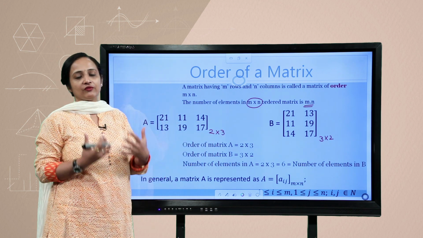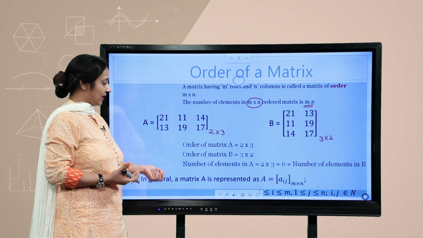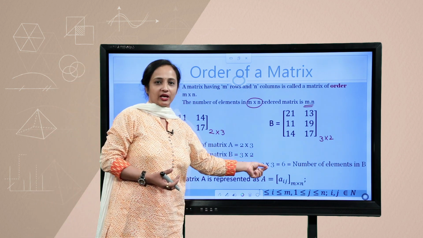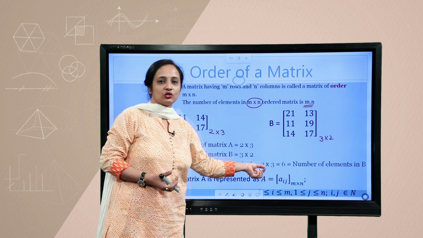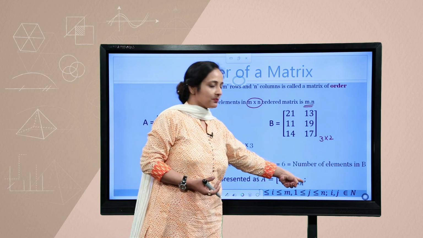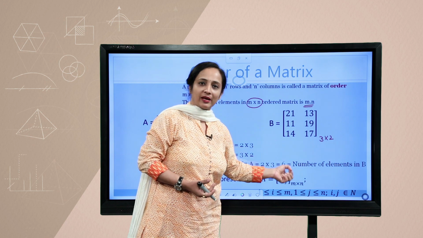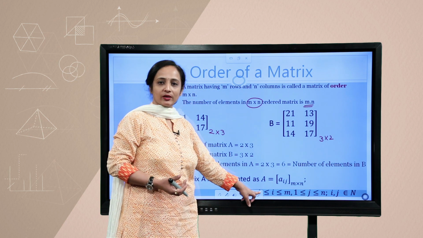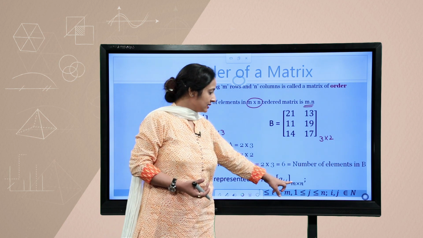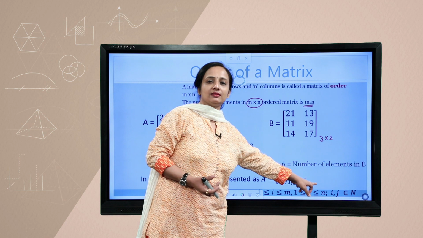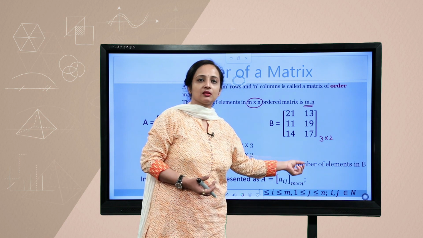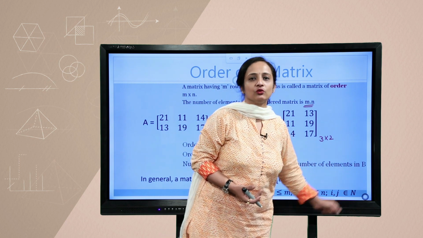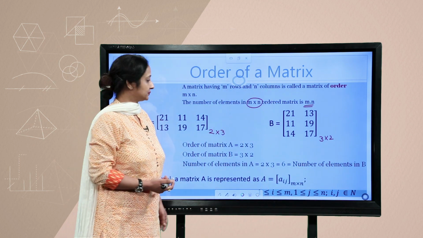In general, if I wish to define a matrix, it is represented as A equals [aij]. Here ij represents the position of the element. m by n represents the order of the matrix A, where 1 and m are the lower and upper limits of i. Similarly, 1 less than or equal to j less than or equal to n gives the lower and upper limits of j, where i and j both belong to the set of natural numbers.